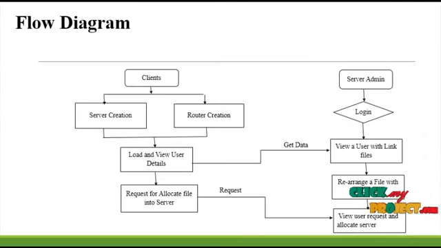Let's see our project data flow diagram. There are two modules in our project, clients and server admin. Now we see one by one. So initially the clients have process server creation and router creation.